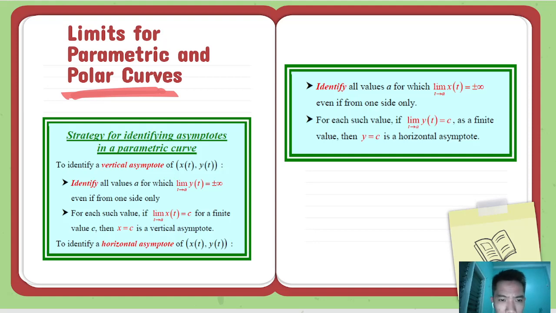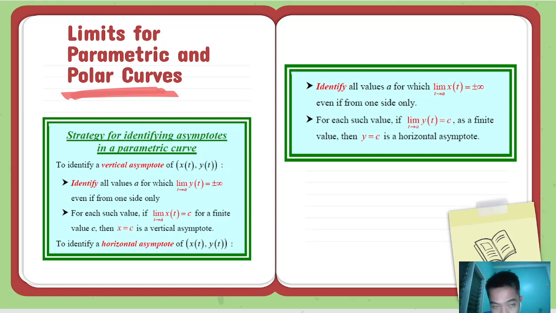To identify a horizontal asymptote of the parametric curve x of t and y of t, we need to identify all values for which the limit of x of t as t approaches a is equal to positive or negative infinity, even from one side only. For each such value, if the limit of y of t as t approaches a is equal to c, a finite value, then y is equal to c is a horizontal asymptote.